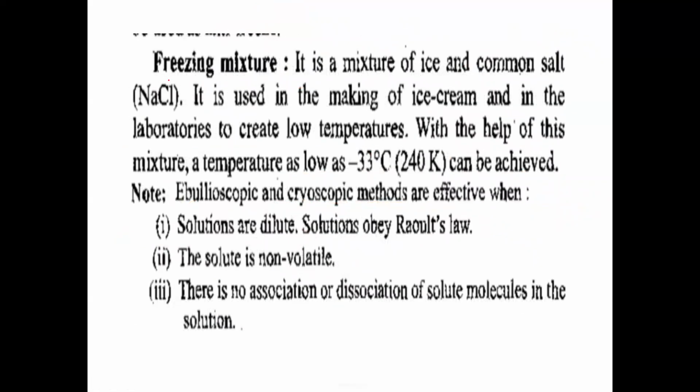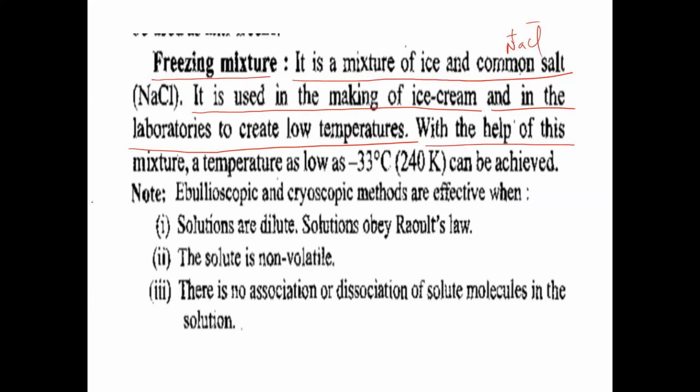And what is a freezing mixture? It is a mixture of ice and common salt. Common salt is NaCl, Na plus Cl minus, an ionic compound, an ionizable solute. The mixture of ice and common salt is called freezing mixture, and it is used in the making of ice cream and in laboratories to create low temperatures.